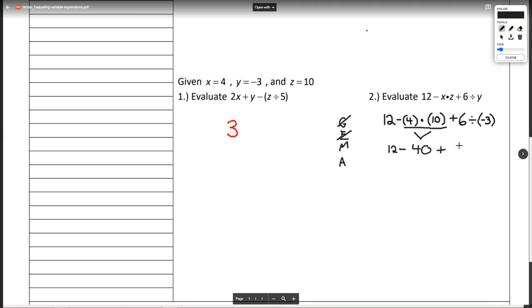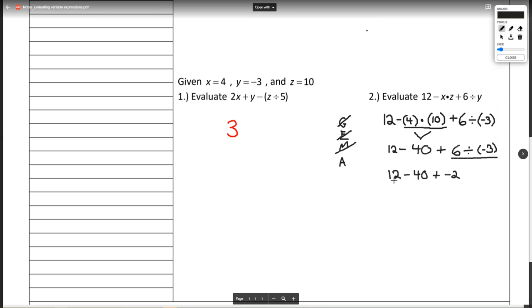Then we have plus 6 divided by a negative 3. Do we have any multiplication or division left? Yeah, we sure do. Reading left to right, now I can do my division. 6 divided by a negative 3. 12 minus 40 plus 6 divided by a negative 3 is negative 2. All right, now you can take it out of parentheses, or you can keep it in parentheses to help you see the difference that it's a plus negative 2. I'm going to take it out for now. All right, we're done with multiplication and division.